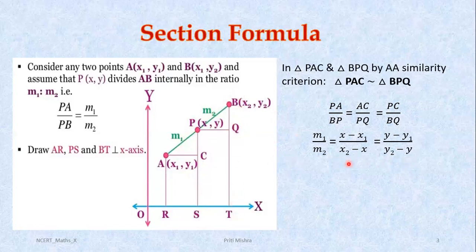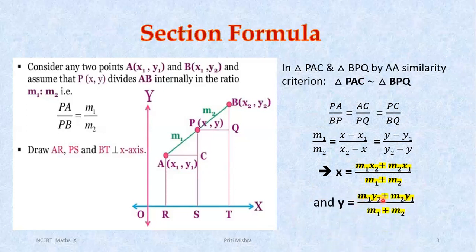So now we have here these three ratios. At first we are going to consider the first two ratios. In order to solve for the value of x, we have to do cross multiplication of these two ratios. And we will find the value of x as (m1x2 + m2x1) upon (m1 + m2). Just like this, for finding the value of y, we will consider the first and last ratio. And then after cross multiplication and solving for y, we get the value of y as (m1y2 + m2y1) upon (m1 + m2).